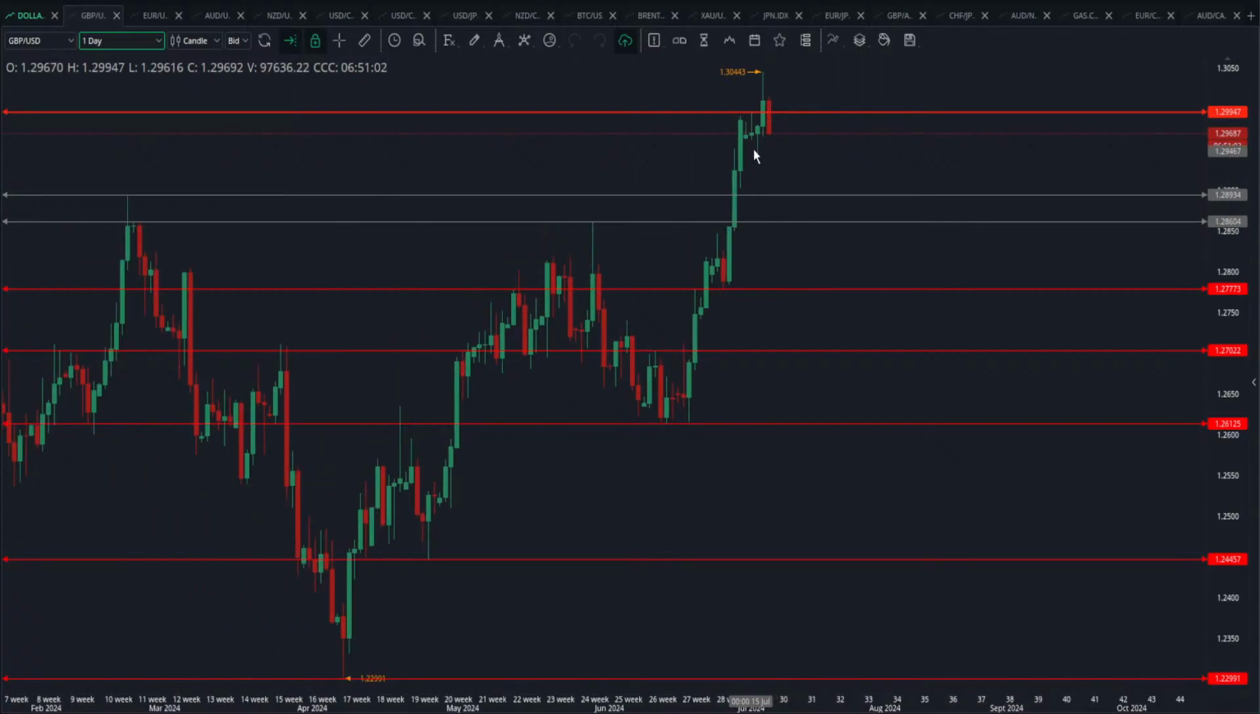I'm not expecting it to go to that level, but if it starts going, then it can go to that extent without me changing my bias to the downside. So my bias will remain bullish, but if it trades below 1.2777 on the daily candle, then I think I will turn bearish.